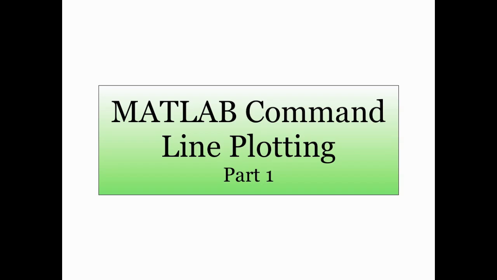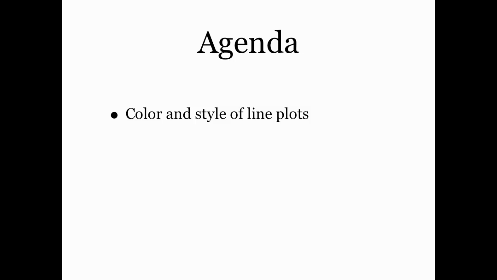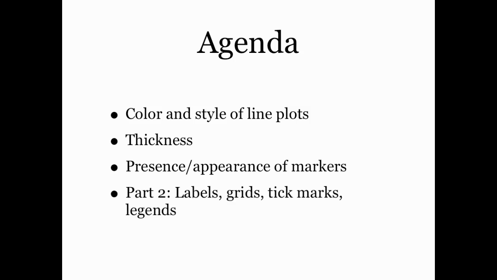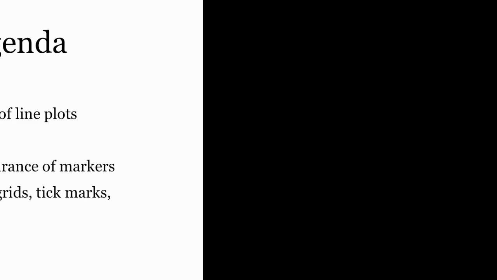This is part one of a multi-part screencast in which we're going to explore how to change the appearance and style of a MATLAB plot from the command line or from an M file. In this part one, we're going to look at how to change the color and style of a plot, how to change its thickness, and how to change the presence and the appearance of data markers. In part two, we're going to move on to talk about labels, grids, tick marks, and legends.